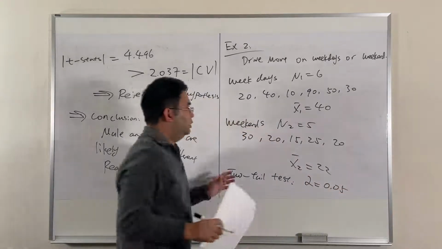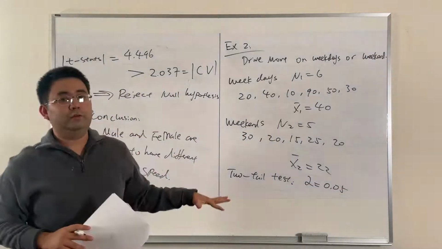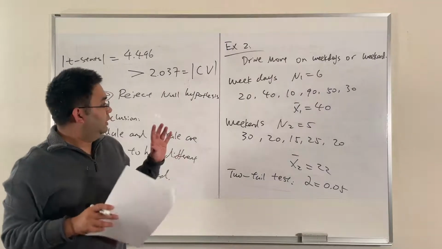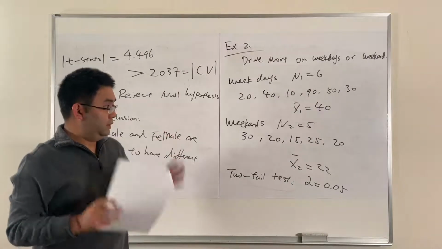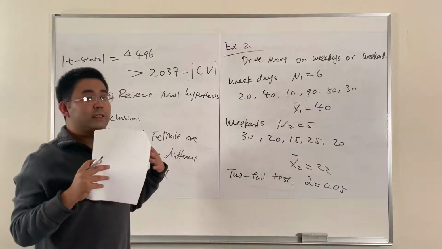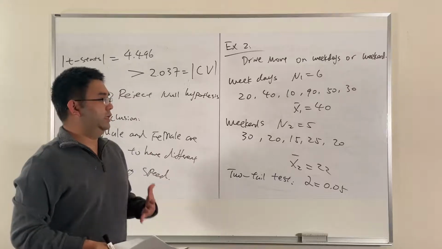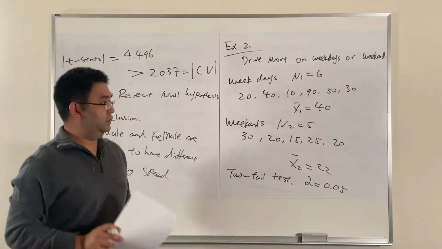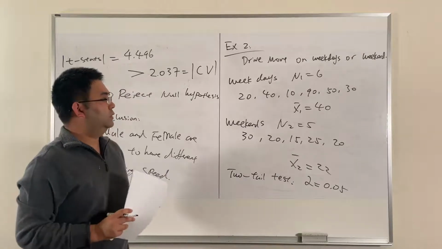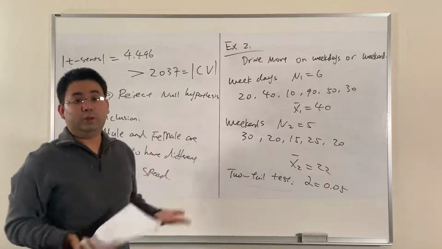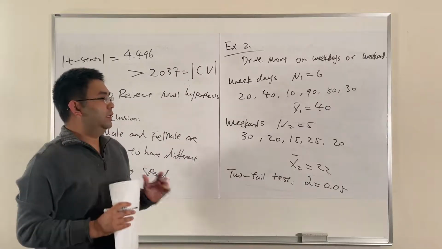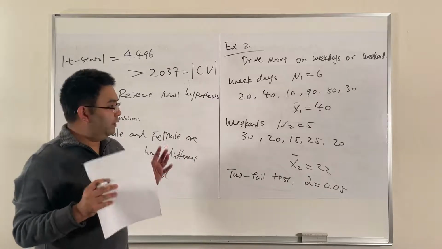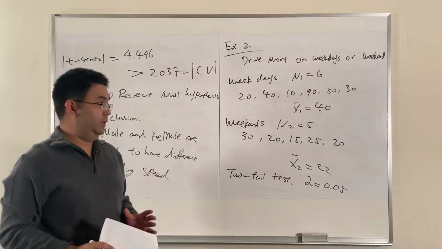Okay, so in this case, let's say this is all the information that's given to you. And what's missing? The missing value is the sample standard deviation. Let's say it's not given in this question, but since we have all the data points, we can calculate it. So now let's get started with finding the sample standard deviations.